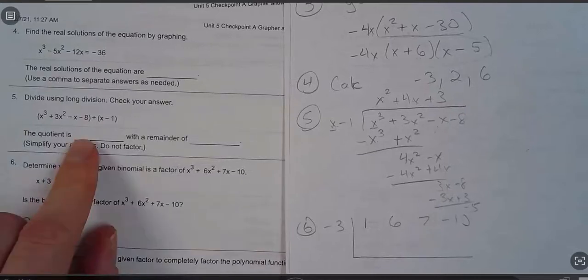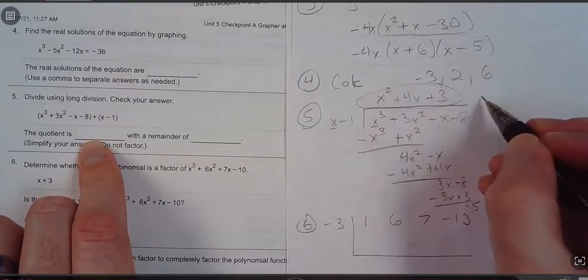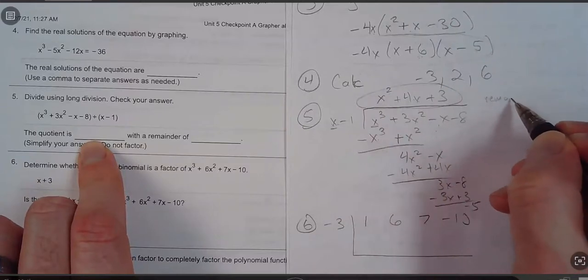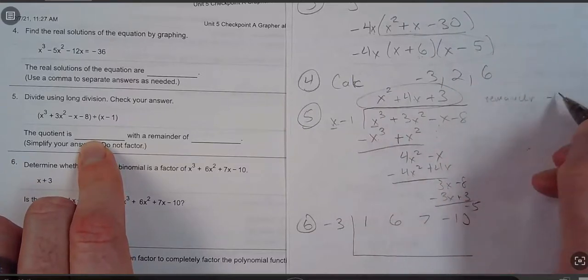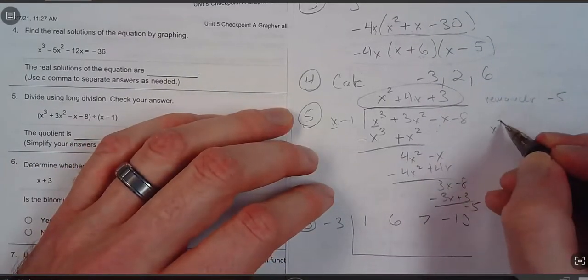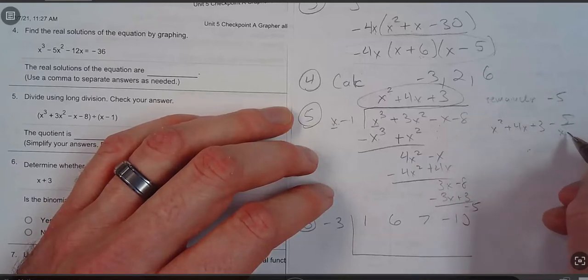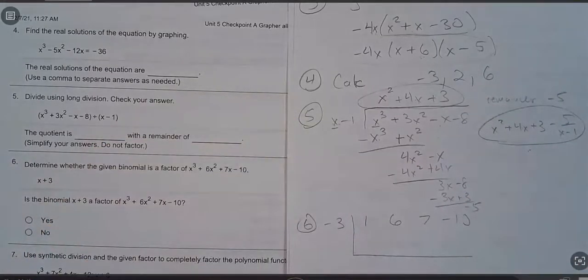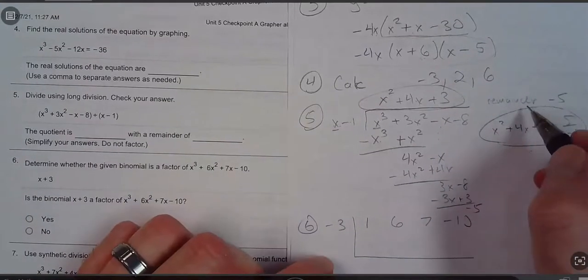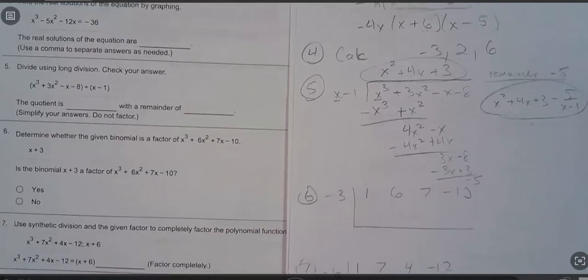And it looks like they want you to write it. And here, they want the quotient. So here's my quotient. The remainder is negative 5. Okay, I like it better to put x squared plus 4x plus 3 minus 5 over x minus 1, because that's as a polynomial with a fractional remainder. But this is how MathXL wants the remainder, so that's how you would have got it right.